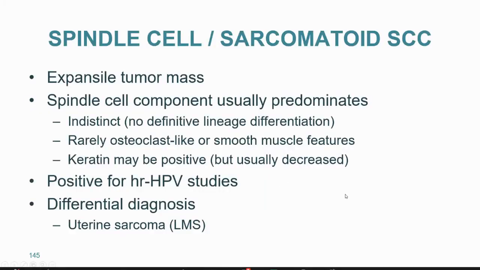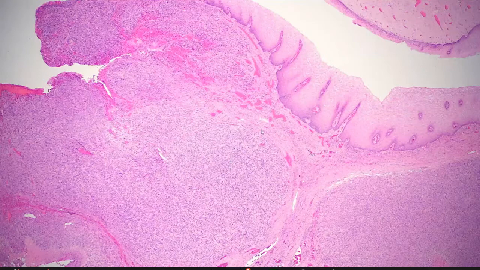The last variant I'm going to mention is the spindle cell or sarcomatoid squamous cell carcinoma, which usually predominates and can be indistinct with no definitive lineage differentiation. However, rare cases of osteoclast-like or smooth muscle differentiation have been described. These lesions are positive for HPV, just like the squamous cell carcinoma of the conventional type. And when we find it, we're usually going to confuse it with a typical or frankly malignant mesenchymal proliferation, like a leiomyosarcoma.